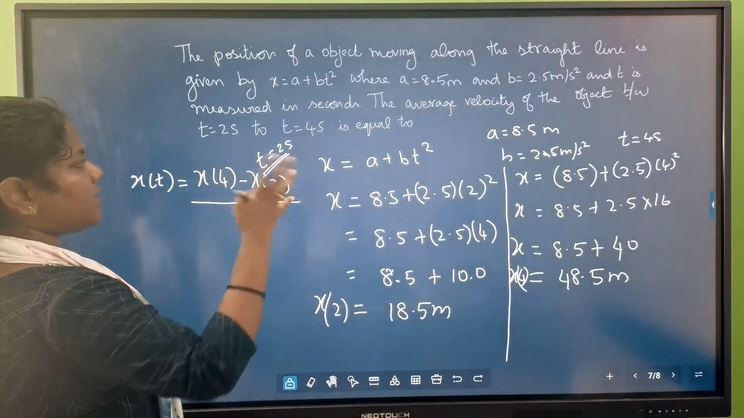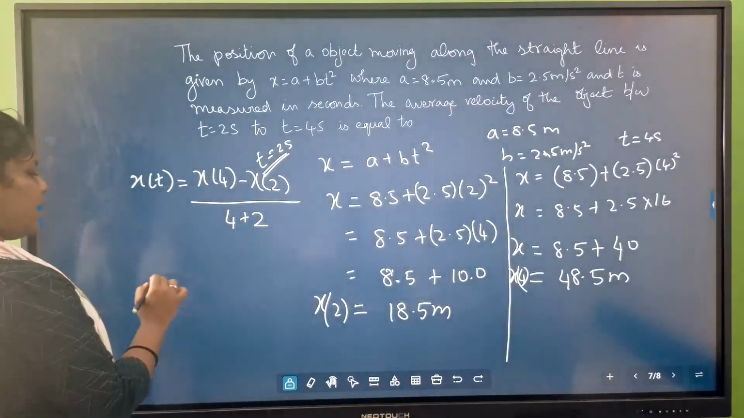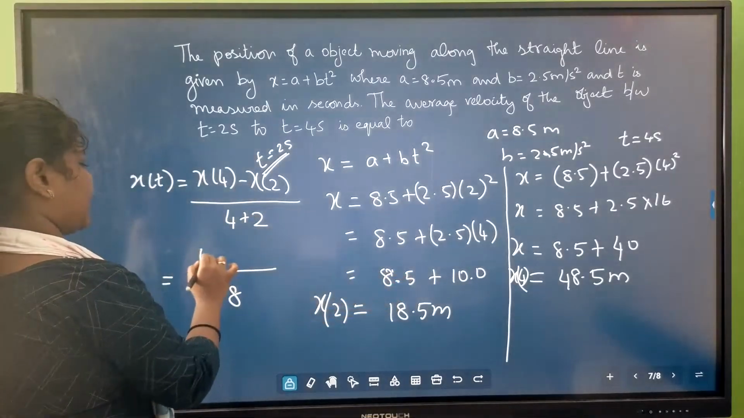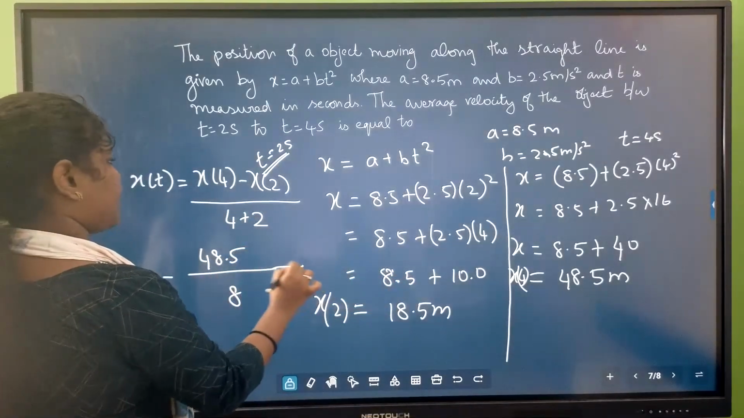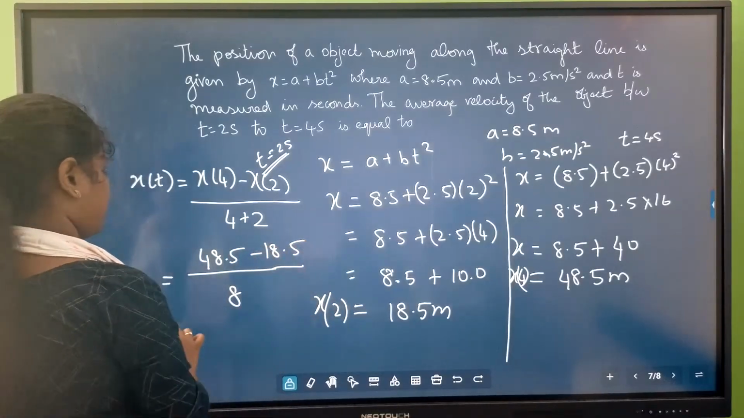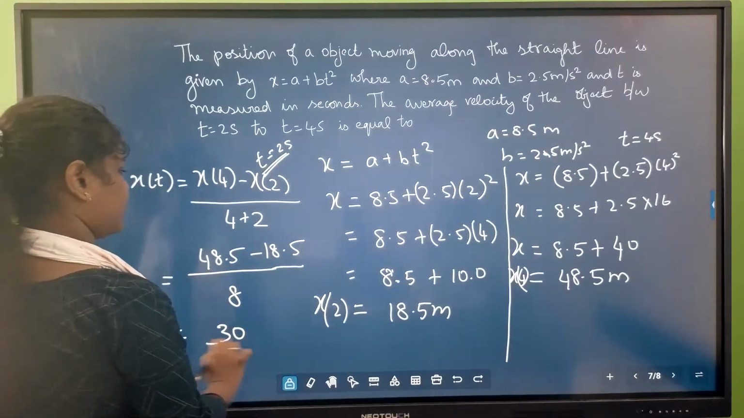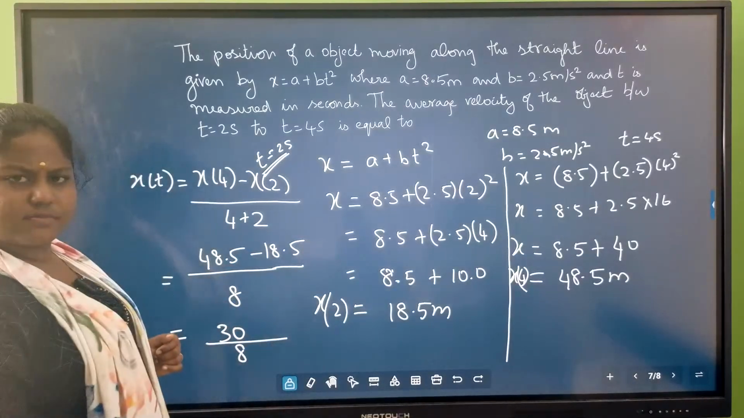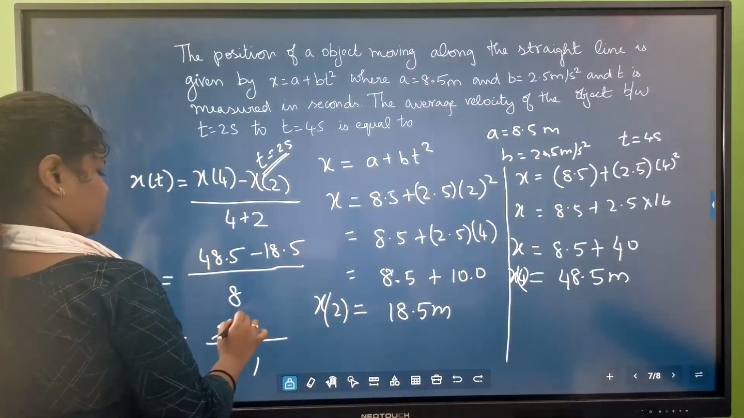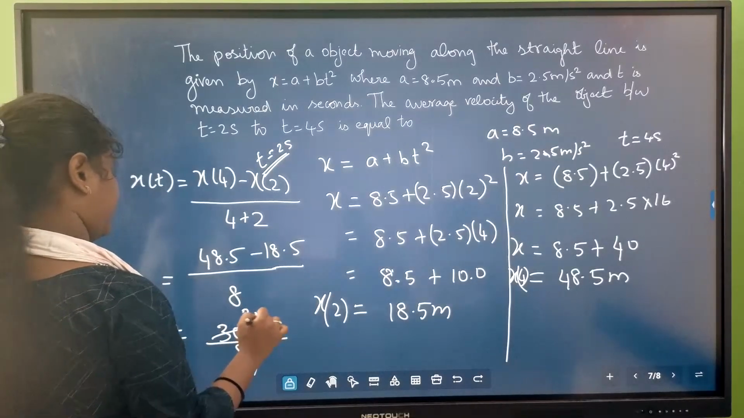Time is 4 plus 2. So totally it is 8 seconds, and x of 4 is 48.5. Final position minus initial position, which is 18.5, so it is 30 divided by 8. That's all, solve this. What will it come to? Yeah, it will be 3 point something. Am I right?